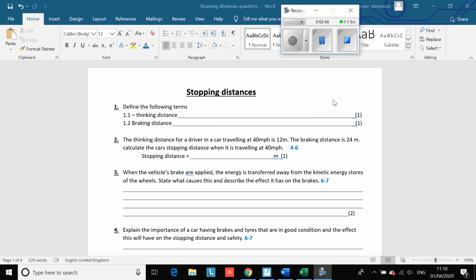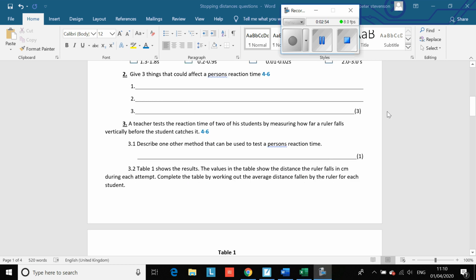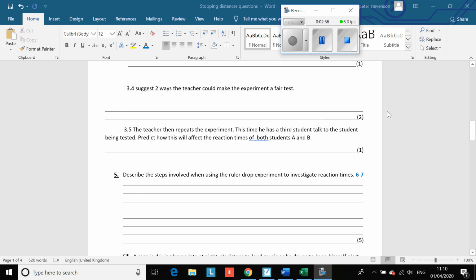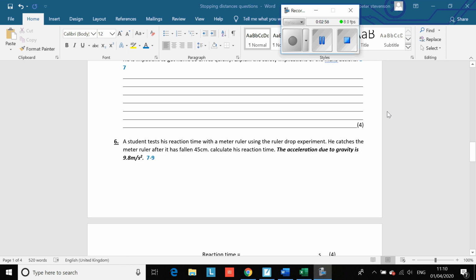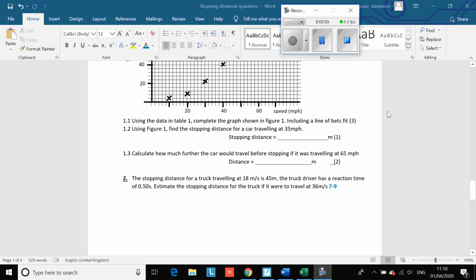I am aware that some of you don't have the workbook. So, as laborious as it was, I've taken the liberty of copying down all the questions onto a Word document for you so that you can print it off and have a go at it yourself. So that's all there for you.